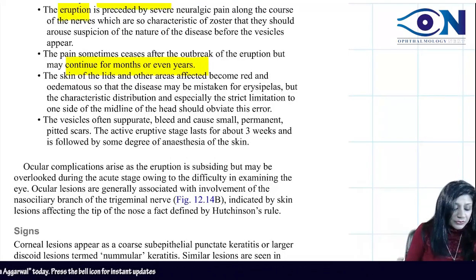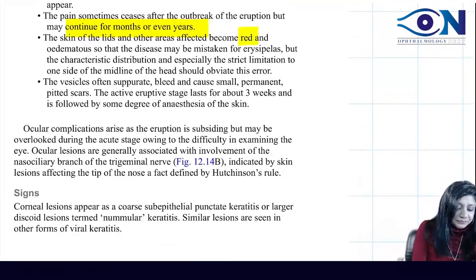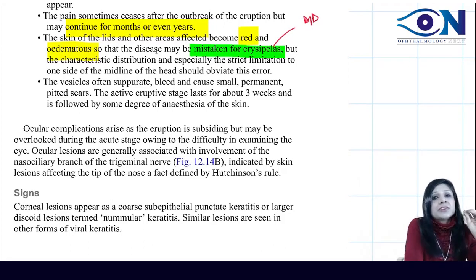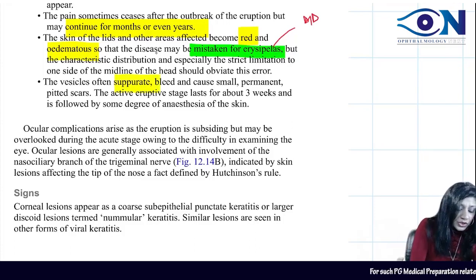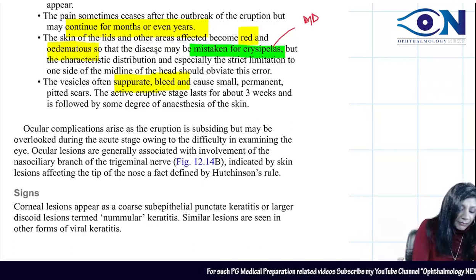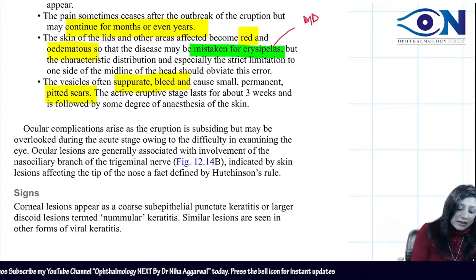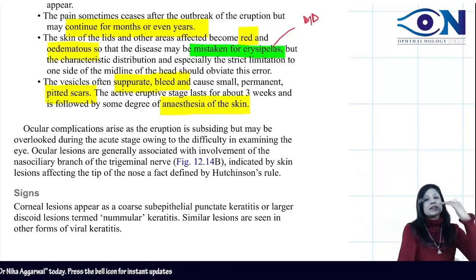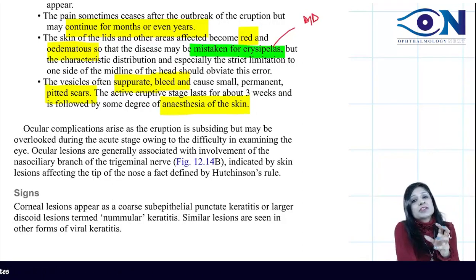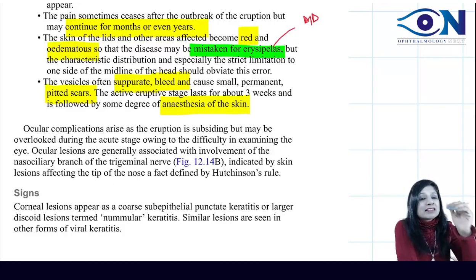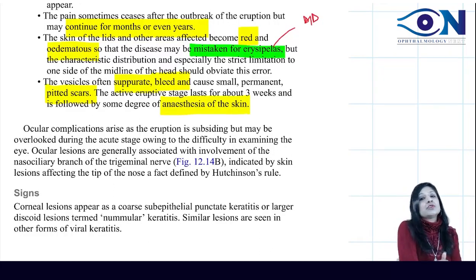The skin of the lids and the other areas become red and edematous, so we may get confused with erysipelas, so that may act as a differential diagnosis. But because we have the characteristic distribution, a strict distribution on one side of the forehead, most of the time you will get to know. Vesicles, you can have suppuration, we can have bleeding, we can have pitted scars, all these things are there. And even afterwards we can have anesthesia of that skin. So basically when we have these cutaneous eruptions, first the pain will increase, gradually it will settle down, and it can even lead to anesthesia of that skin.